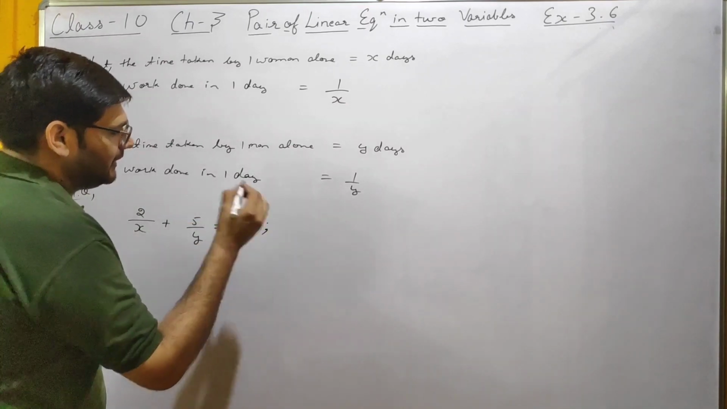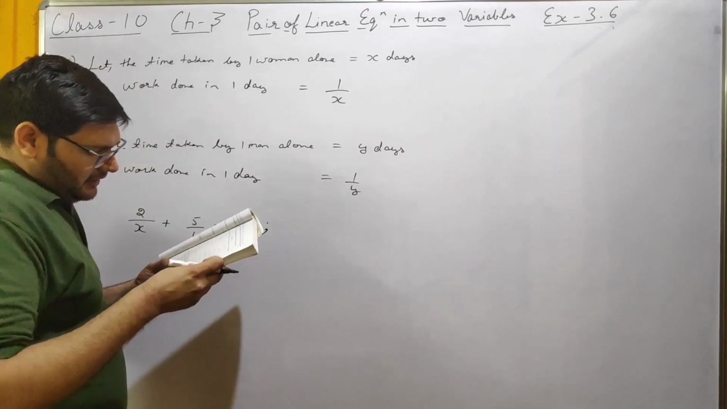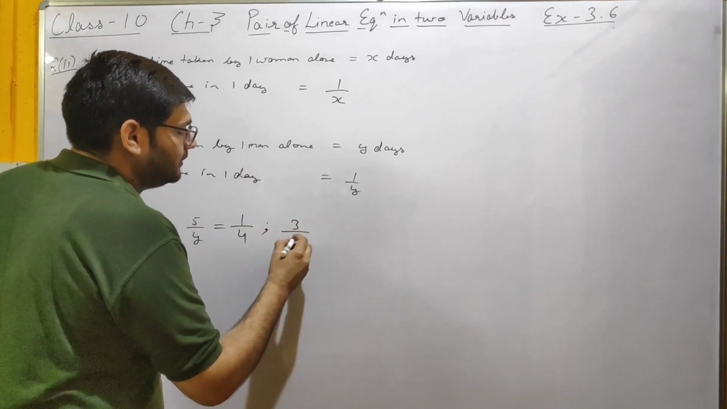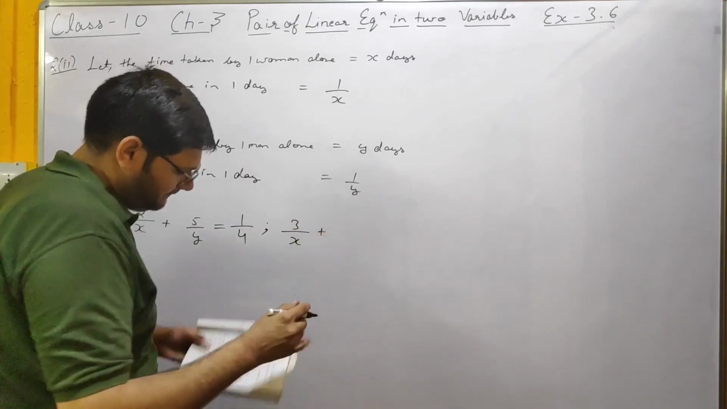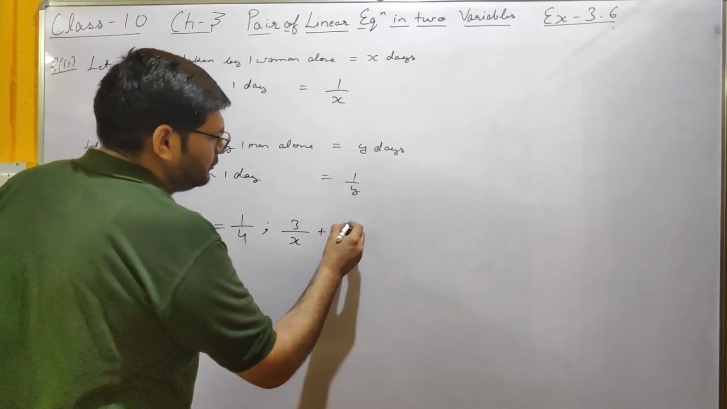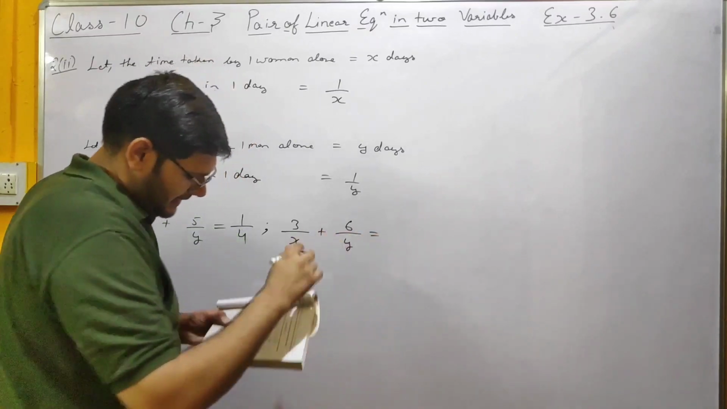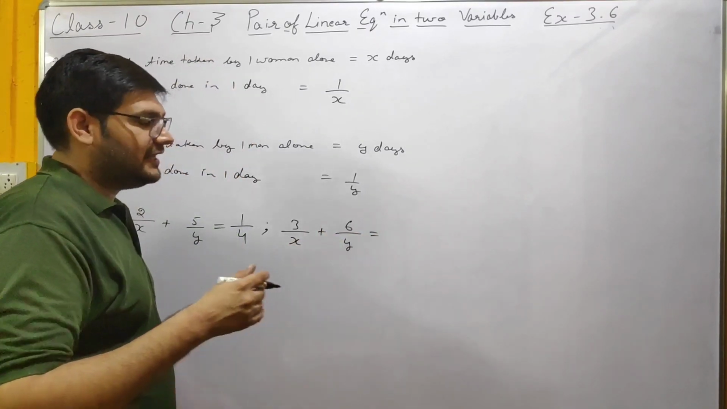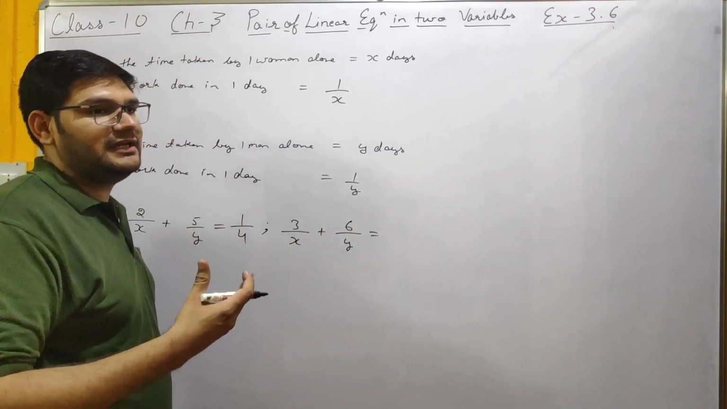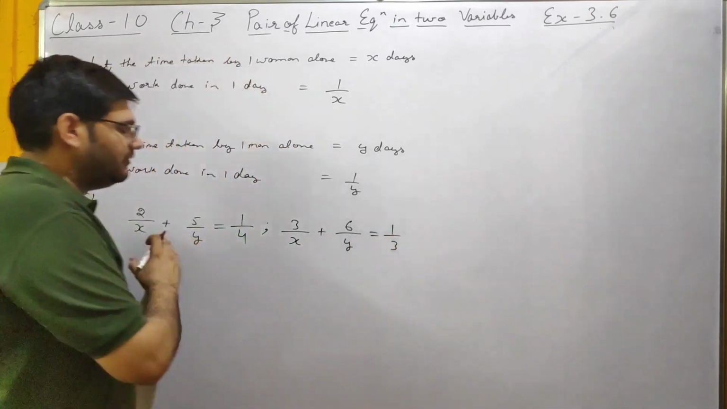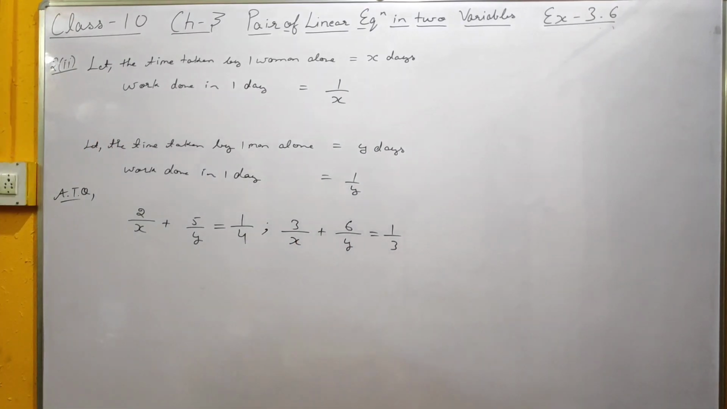That is the first equation. The second is saying 3 women will do the work 3 by X in one day, plus 6 men, 6 by Y in one day. If you add them, the work is finished in 3 days, which means one day's work will be 1 by 3. So we converted each and every term into one day's work.